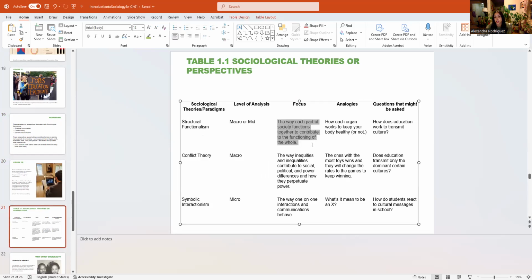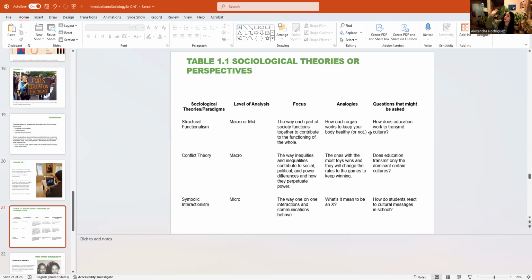The focus is the way that each part in society functions together to contribute to the functioning of the whole. Essentially, what they say is that the same way you need every organ in your body to work together to be a functioning human, structural functionalists believe that every structure in society has a function.